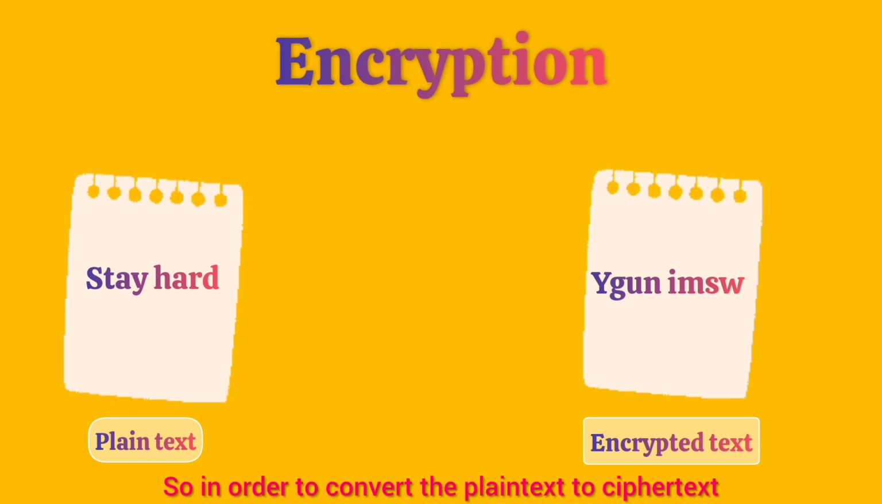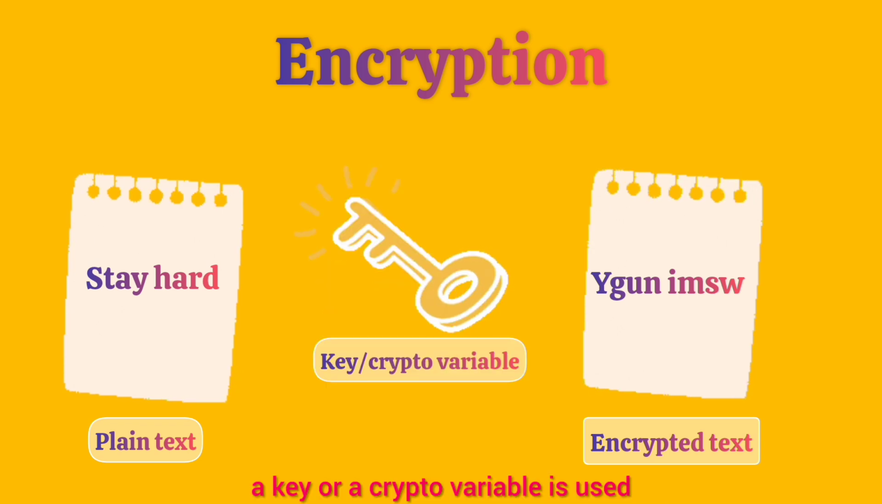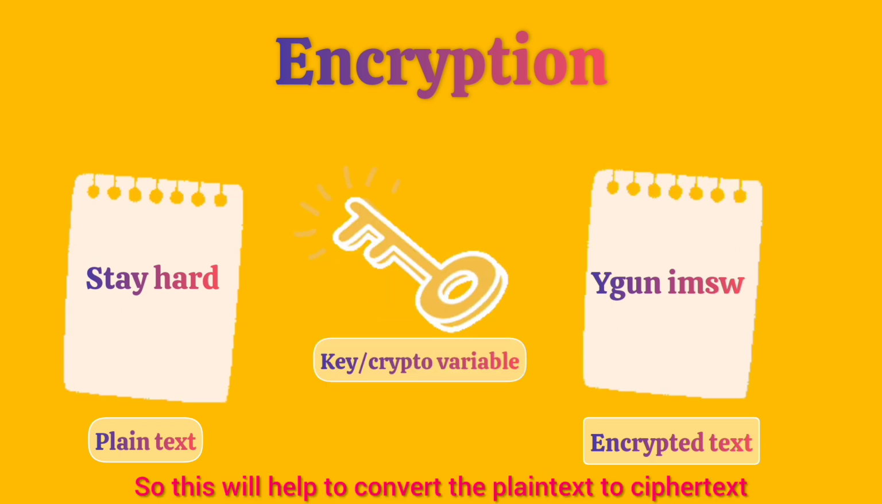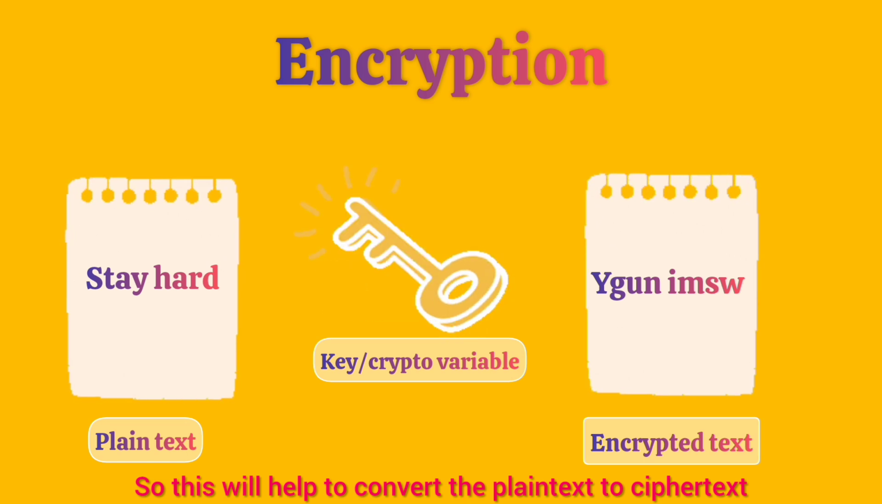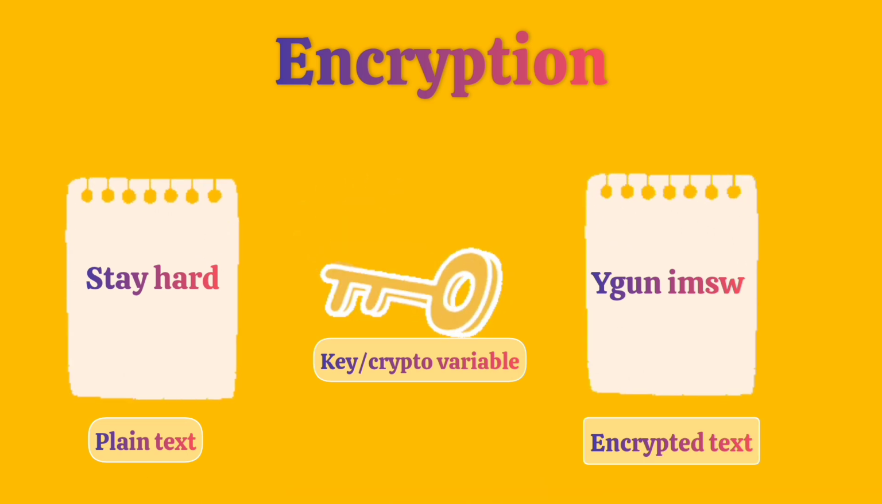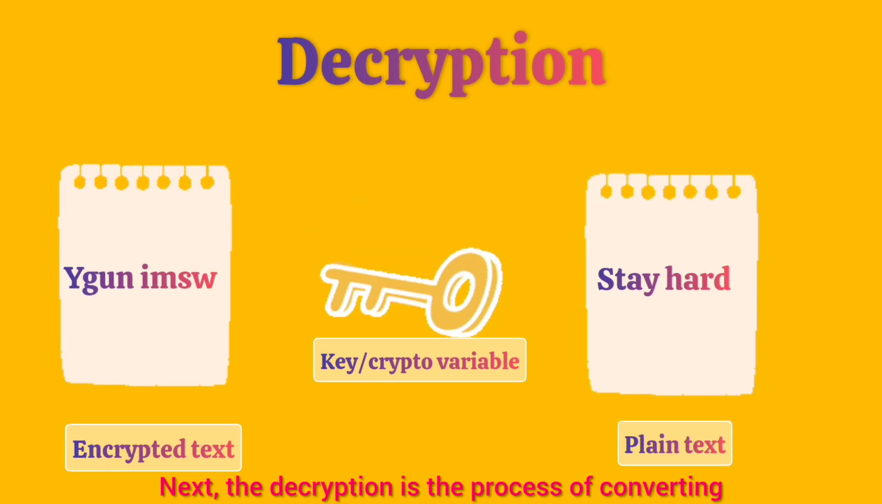So in order to convert the plain text to ciphertext, a key or a crypto variable is used. So this will help to convert the plain text to ciphertext and ciphertext to plain text. The keys can be different or they can be unique. Next, decryption is the process of converting the ciphertext into plain text.